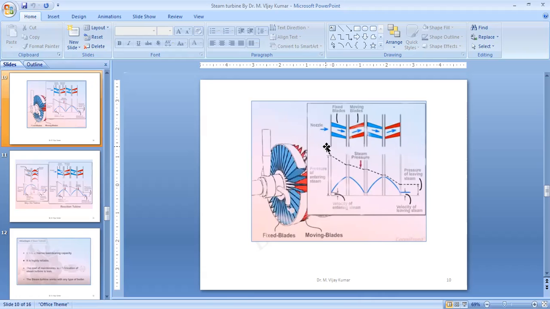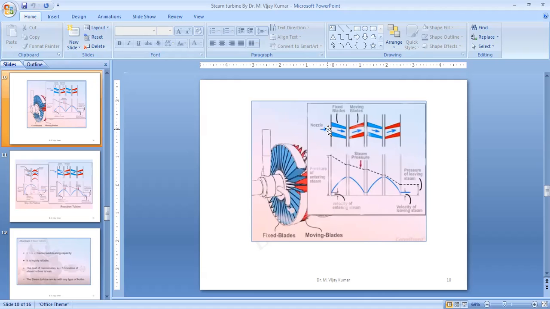Fine, right? So when it starts hitting the blade, what will happen? When it passes between the two fixed blades, the velocity is getting increased. You can see the blue curve represents the velocity, and the black dotted line represents the pressure profile. Don't get confused here, right?